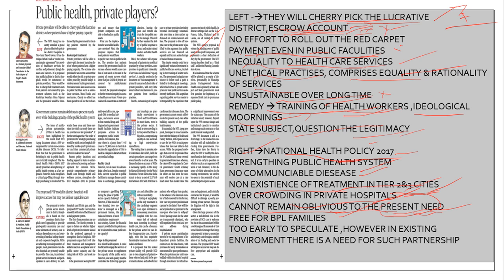And they also try to say that even though privatization comes into play, it will ensure free services to the BPL family, and they also try to say that whether bringing in privatization will be successful or not is too early to speculate. That is, one cannot judge. However, in the existing environment, there is a need for such a sort of partnership. So this is what the right argue.